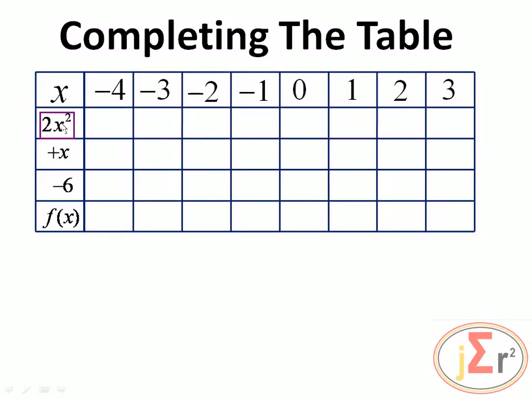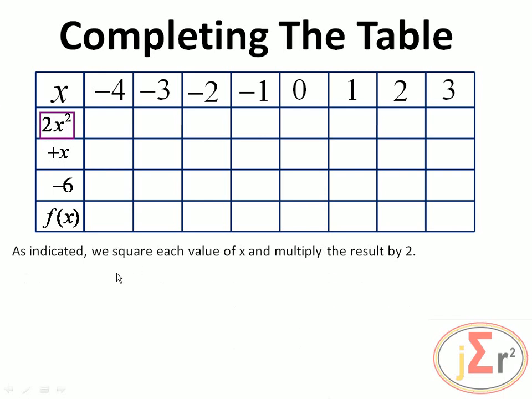Now, we have 2x squared. That means we are going to square x and multiply the result by 2. So let us do that. So as indicated, we square each value of x and multiply the result by 2.